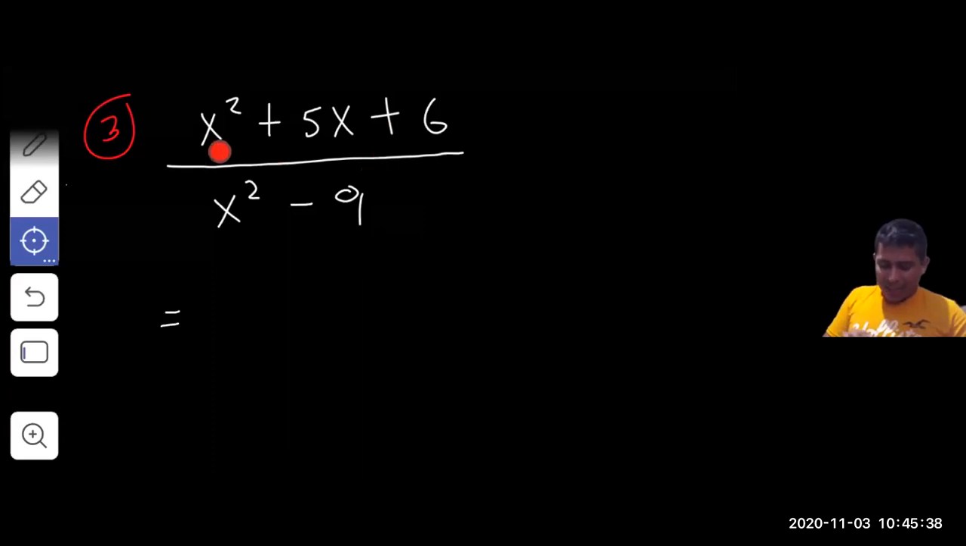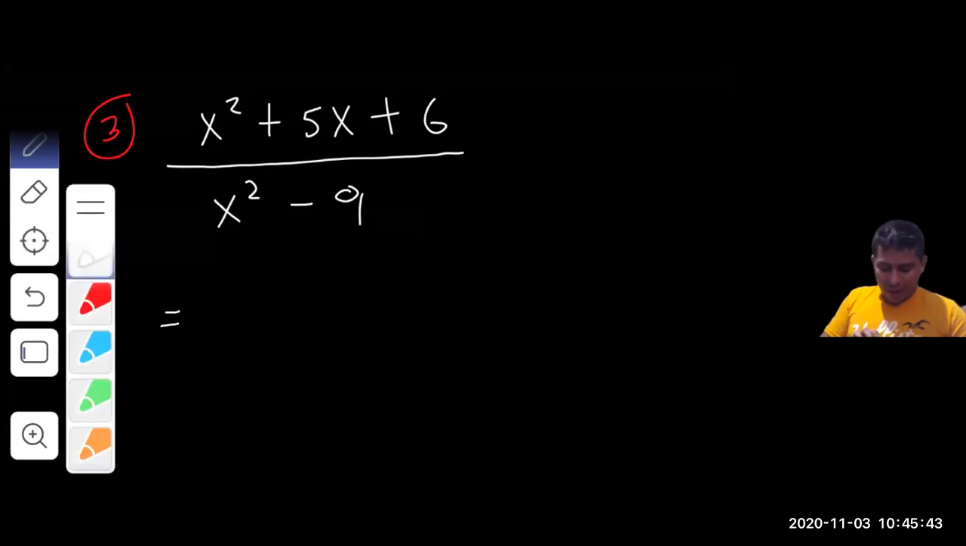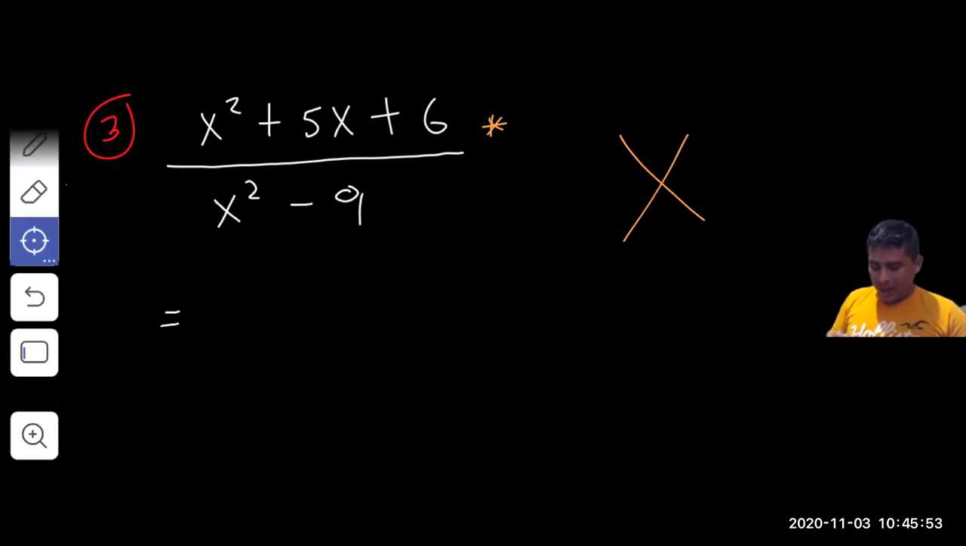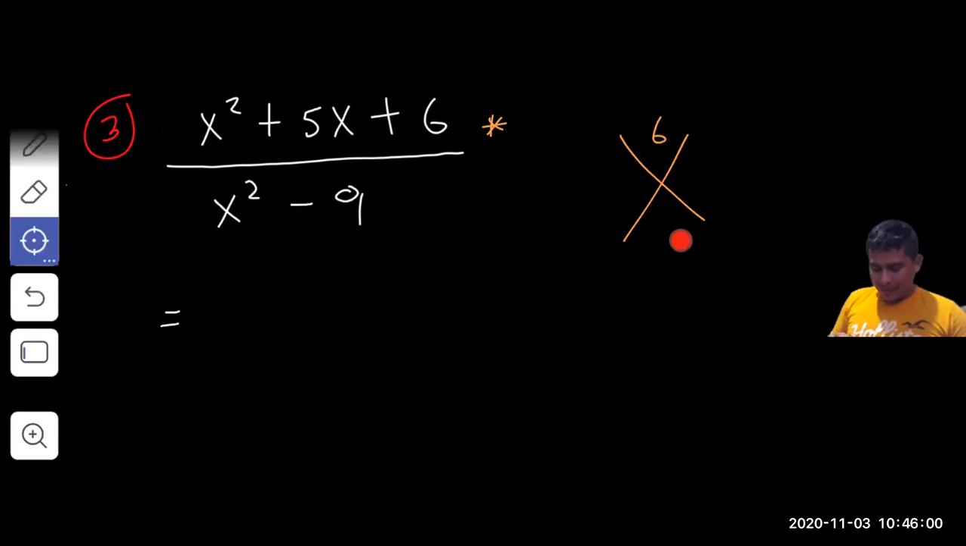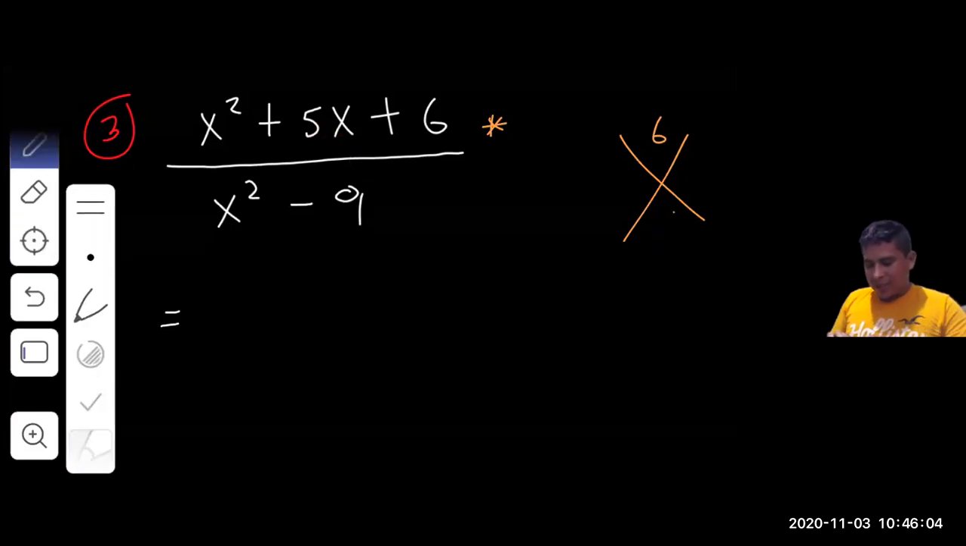How can I factor this x squared plus 5x plus 6, guys? This is a quadratic trinomial. How can I factor it? By using the big X method, right? Okay, A times C here: 1 times 6, it's going to be 6. And what is B, guys? 5. 5, thank you.